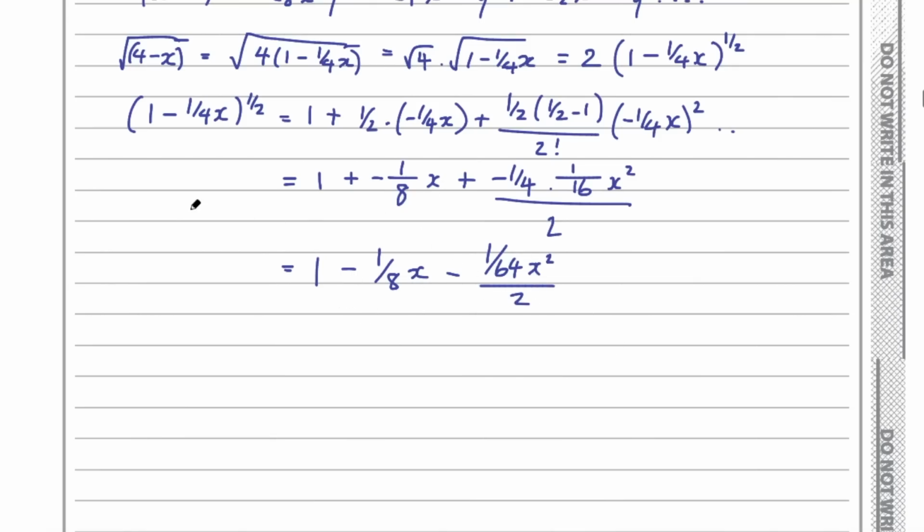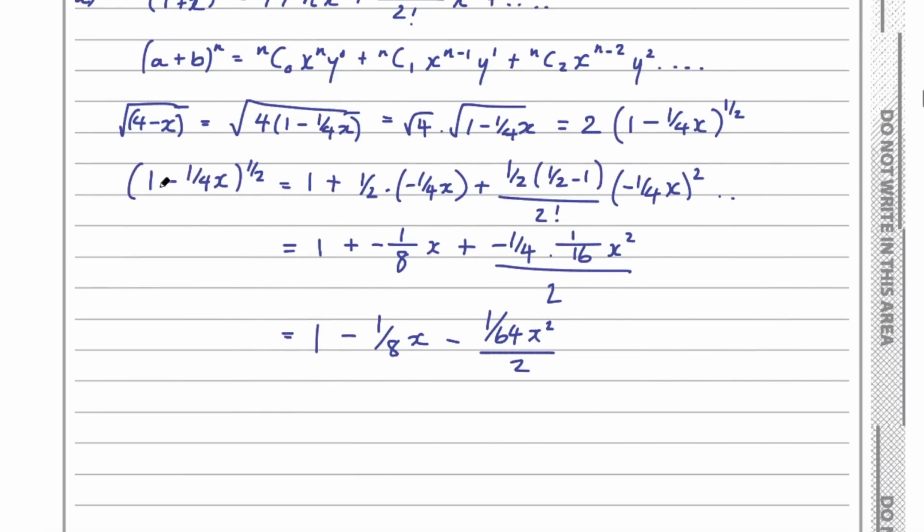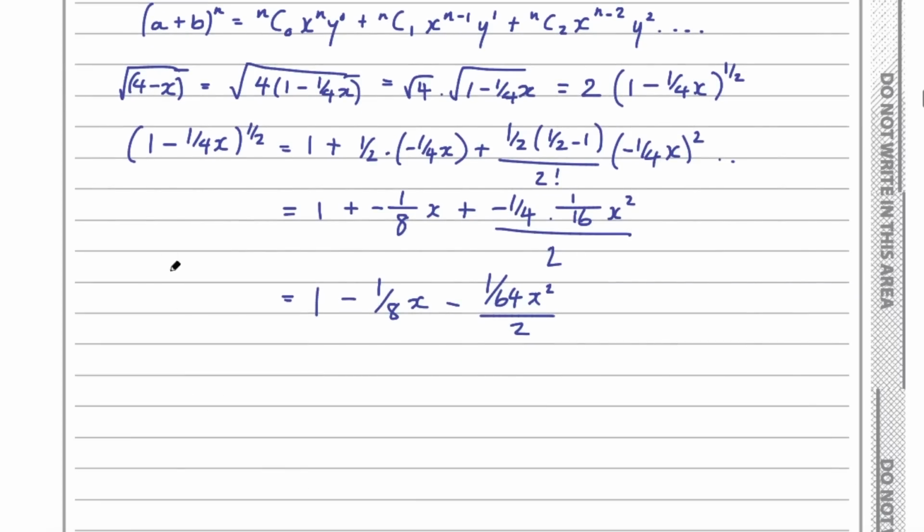I don't really need to simplify anymore. So that was for 1 minus a quarter x to the power of a half, or a square root of that. And remember, we ignored that 2, but now we can add it back in. So we can say this evaluates to the square root of 4 minus x evaluates to 2 times 1 minus an eighth x minus 1 on 64 x squared divided by 2. So I've added that 2 back in to multiply all of the terms by 2.